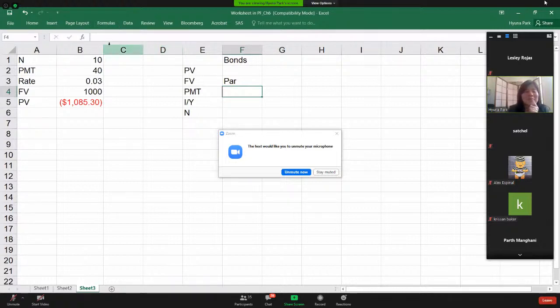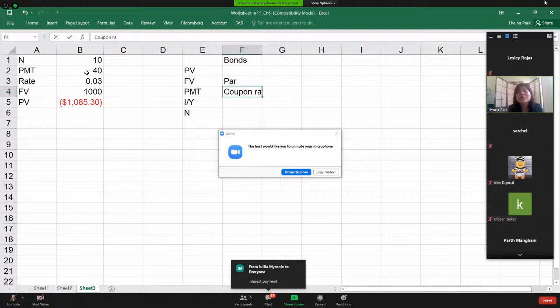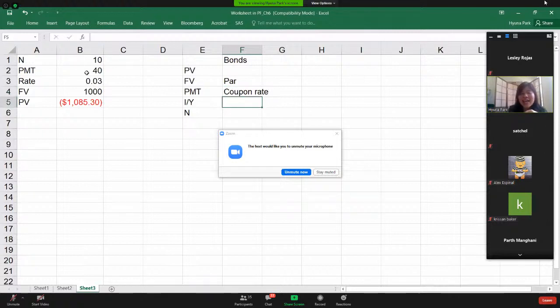So here, payment 40. Yeah, coupon rate. So in bond language, payment is coming from the coupon rate. So you use the coupon rate to calculate payment. And the discount rate. In this calculation, what's the bond language for the discount rate? Yes, Jackie, thank you. Yield to maturity.